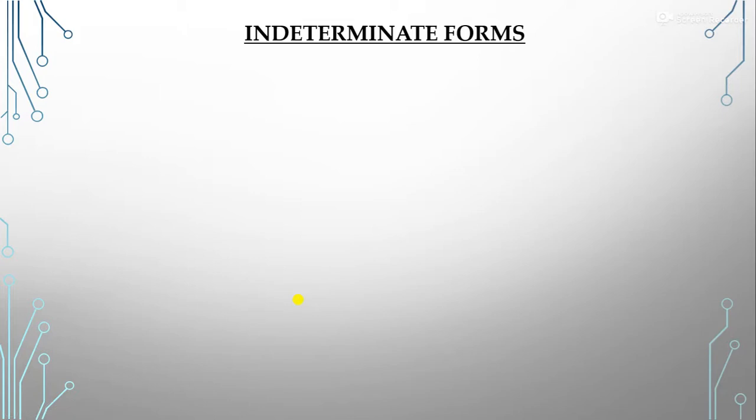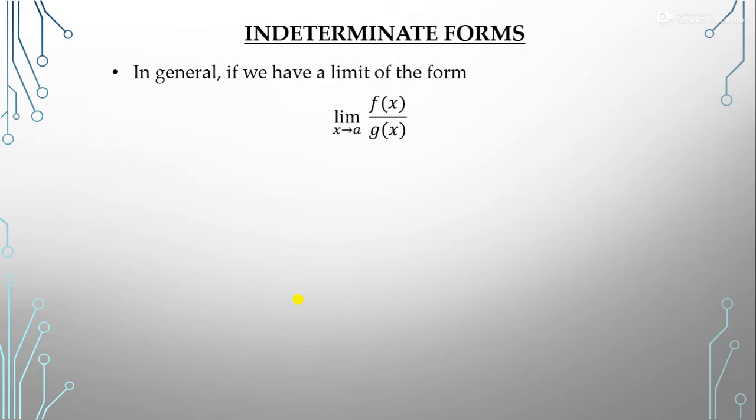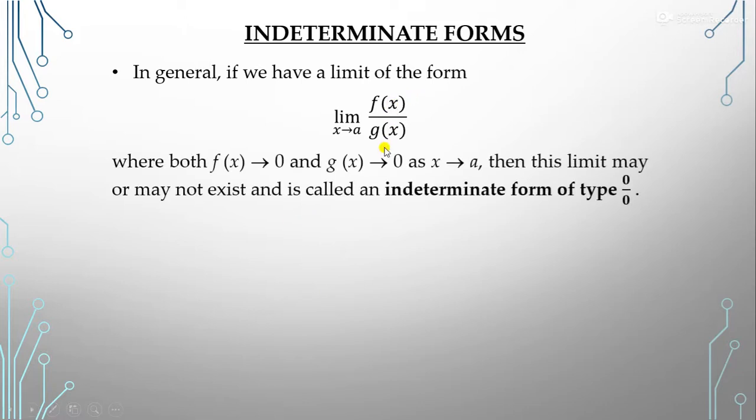Next we have the indeterminate forms. In the last slides we talked about indeterminate forms. So what are these indeterminate forms actually? If we have a limit of the form, suppose, limit x tends to a of f(x) upon g(x), and f(x) tends to 0 and g(x) also tends to 0 as x tends to a, then this limit may or may not exist and is called an indeterminate form. Like here we have the indeterminate form 0 by 0.